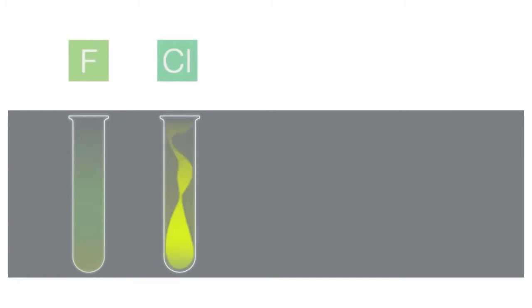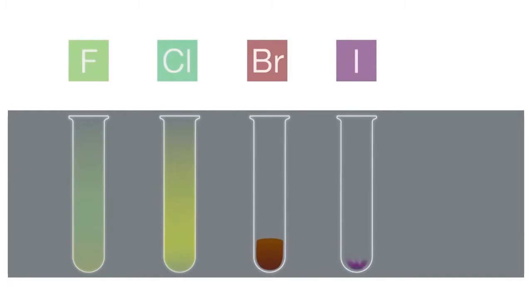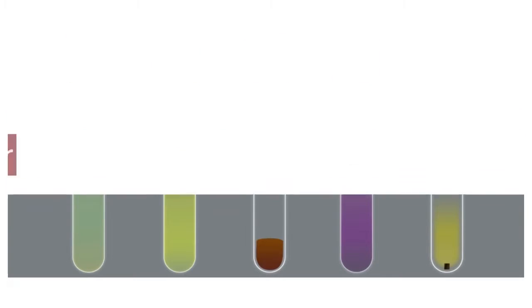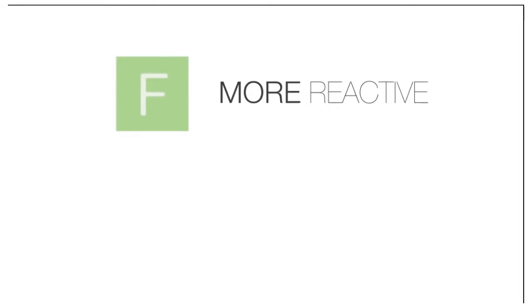Fluorine is a very pale green gas. Chlorine is a greenish-yellow gas. Bromine is a reddish-brown liquid. Iodine is a gray solid that sublimes to a purple vapor. Astatine is a black solid and radioactive. Moving down the group, the reactivity of the halogens decreases. So a selected halogen is always more reactive than the halogens below it.